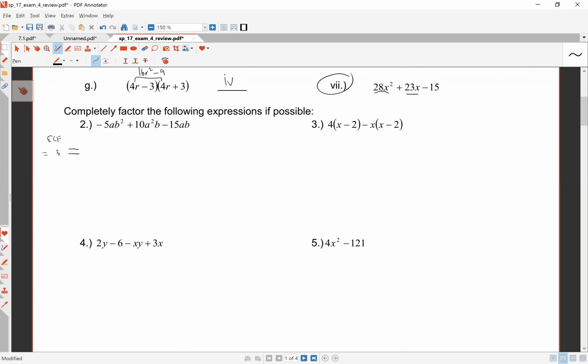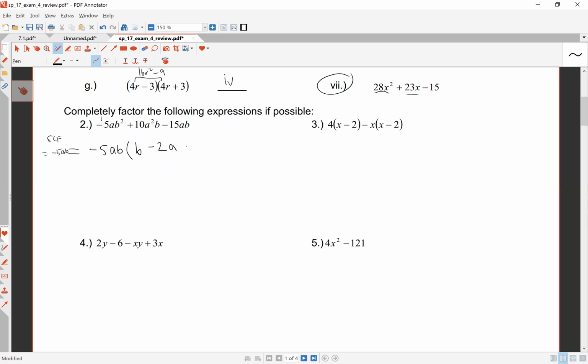5ab. I always use the rule of thumb: if the first term's negative, I factor it out. When I take a negative 5ab off of negative 5ab squared, that's going to leave me with ab. When I take a negative 5 off of a positive 10, it leaves me with minus 2. I took 1a off of 2a, so it leaves me with an a, and 1b off of ab, so the b's are all gone.